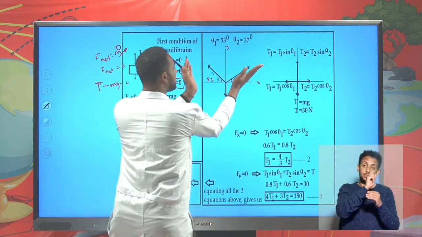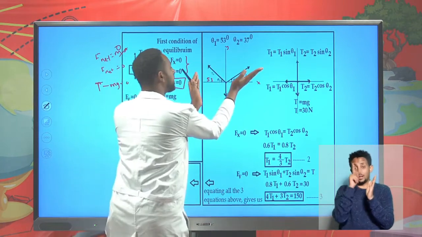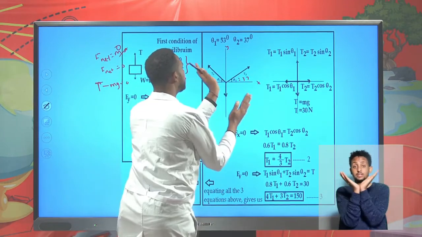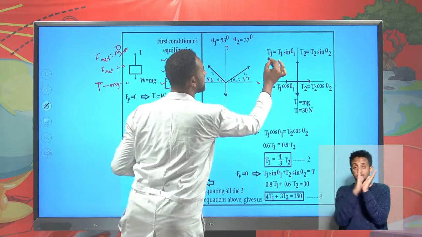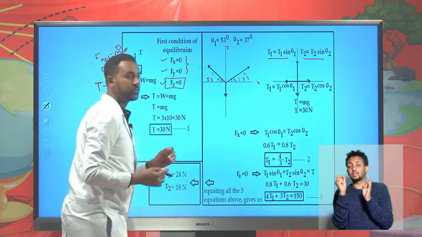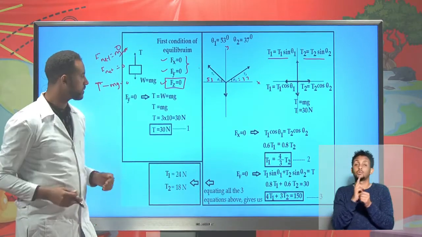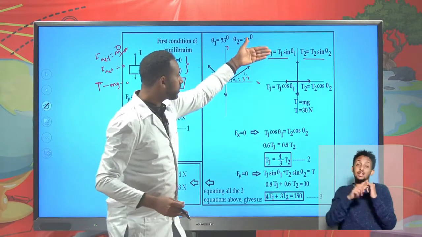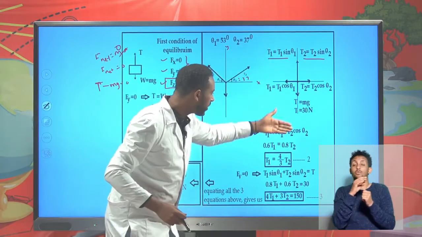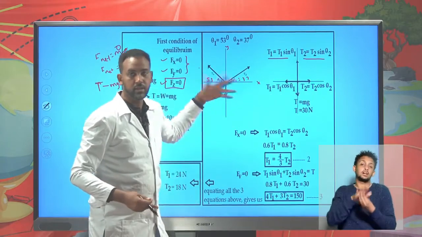And the other thing is these two forces have a vertical component. The vertical component of this force and the vertical component of this force can be given as T1 sine theta 1 and T2 sine theta 2. These are the two vertical components. And at last, you have only force components which are acting along the x-axis and the y-axis.